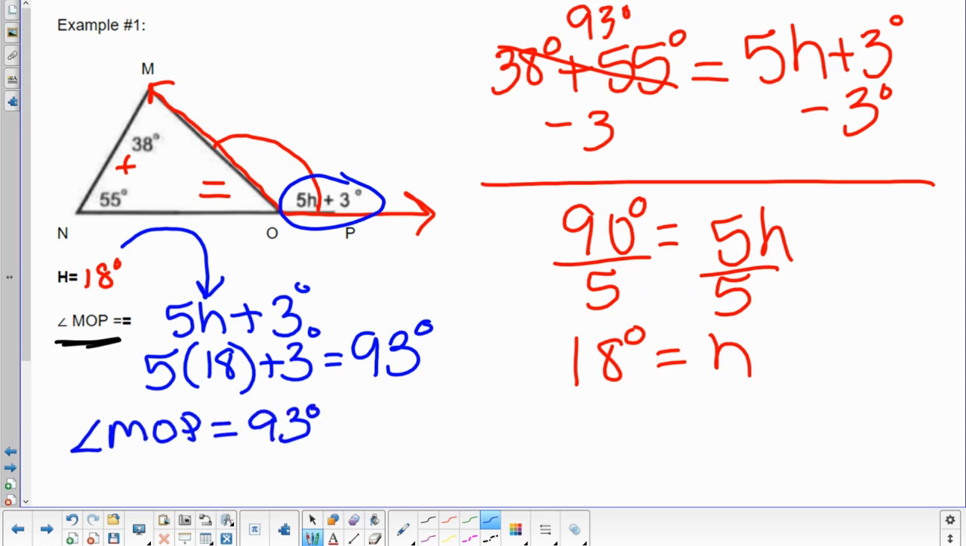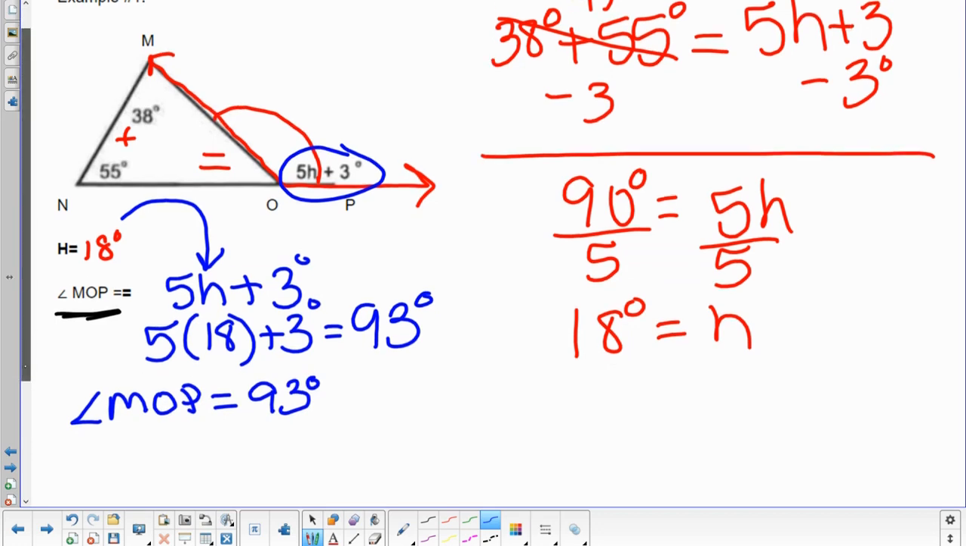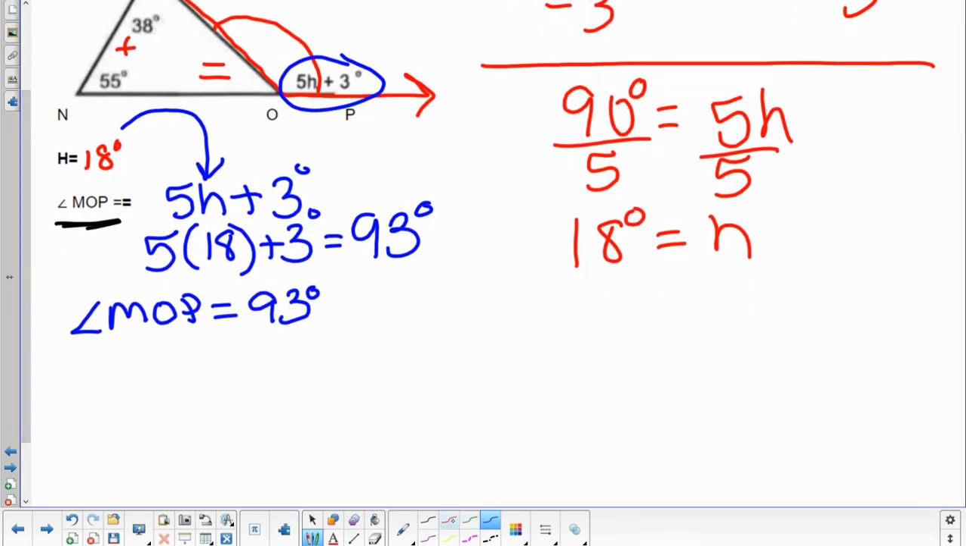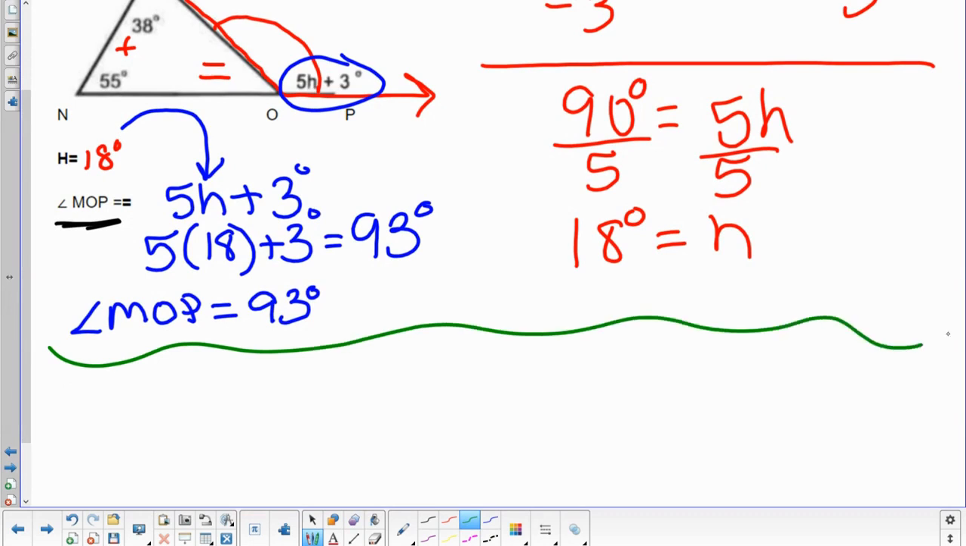Okay, let's look at the other way you could solve this. I'm going to pull this down a little bit so we can still see our angle up there. You can use your supplementary idea. So you could have said 5h plus 3.